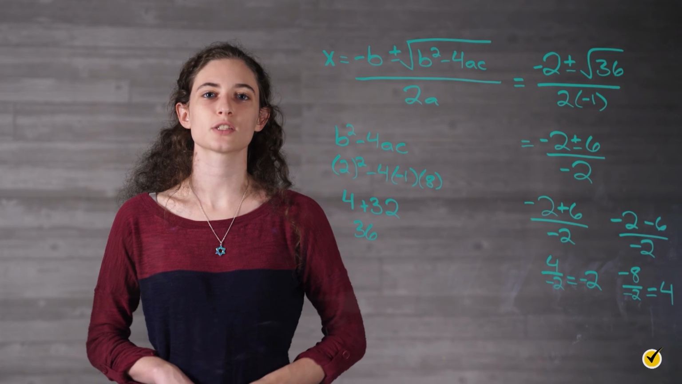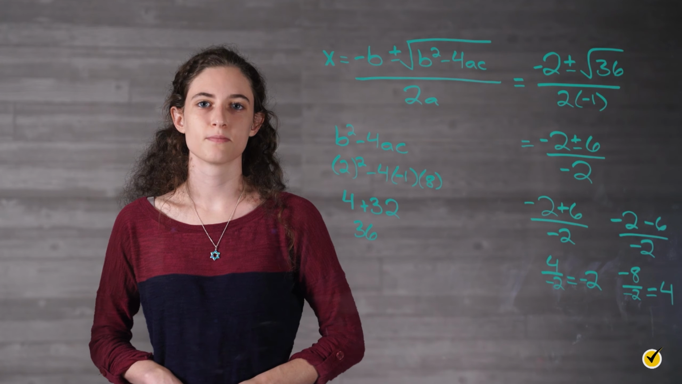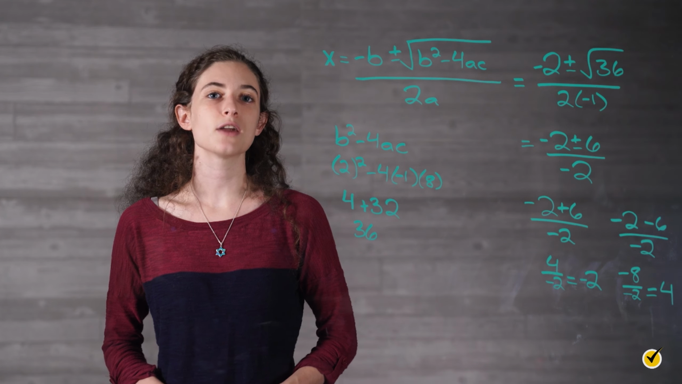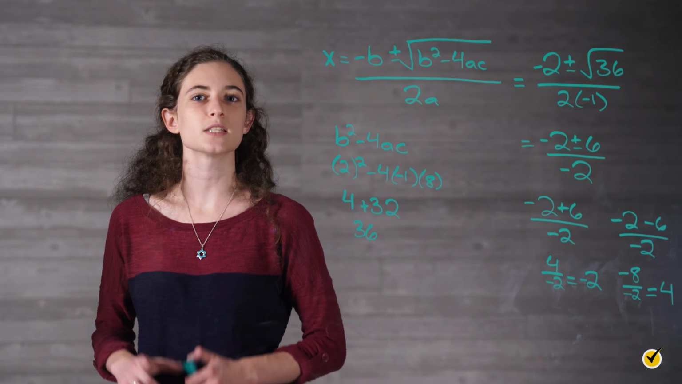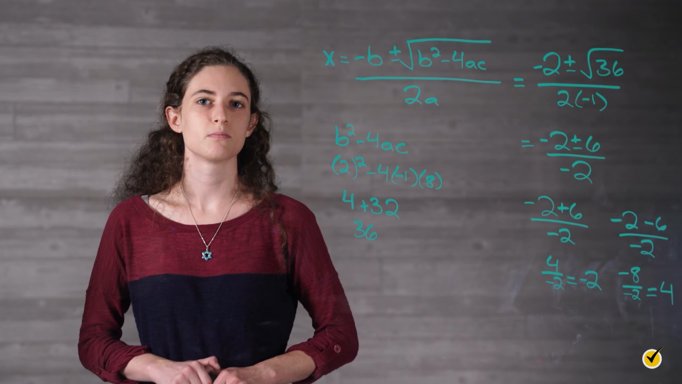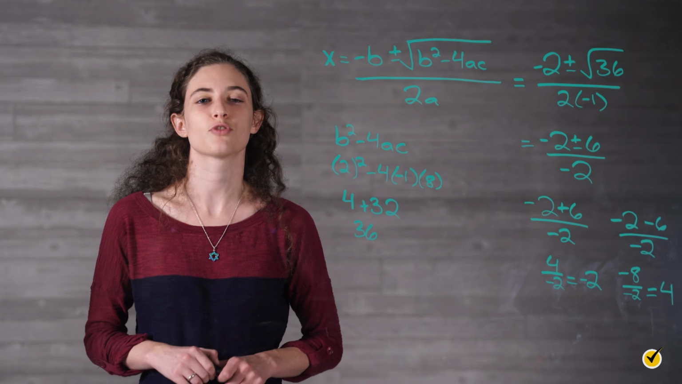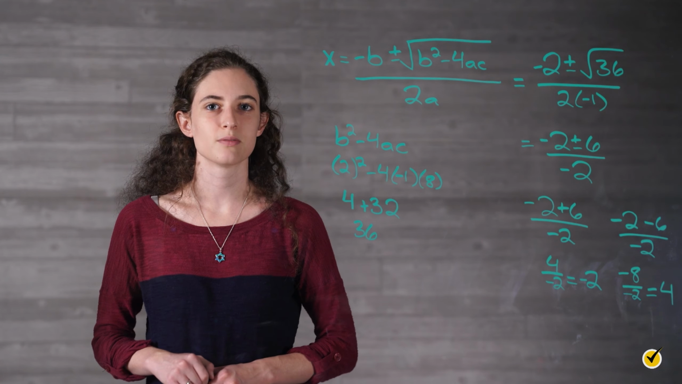Now let's put some context around our practice equation. Suppose our function f of x equals negative x squared plus 2x plus 8 represents the height of a rock from the ground in meters you throw off of a small cliff as a function of time in seconds. We want to know how long it takes for the rock to hit the ground. In order to do that, we would solve the equation negative x squared plus 2x plus 8 equals 0, which we have already done many times over.